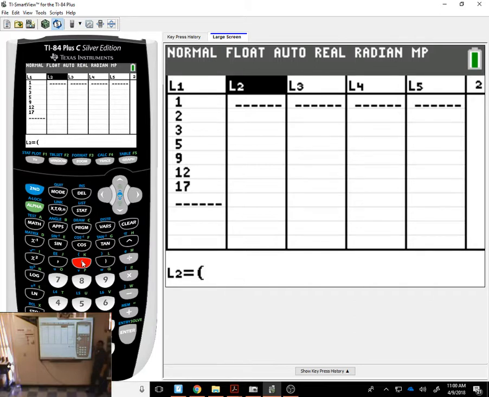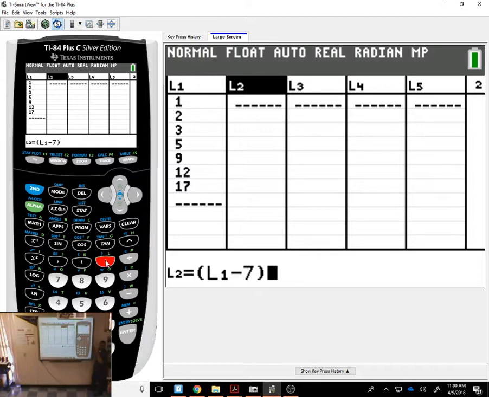Okay. All right, so I have parenthesis, x minus x bar. The x's are the guys in the column, so I'm going to go L1, because that's all my x's. And I'm going to take away how much? 7, because that was my average, wasn't it? Close parenthesis.